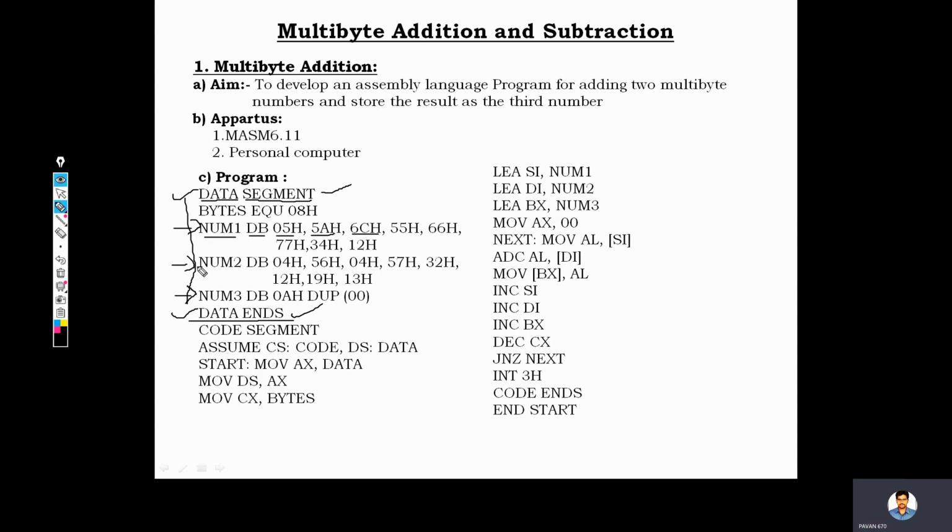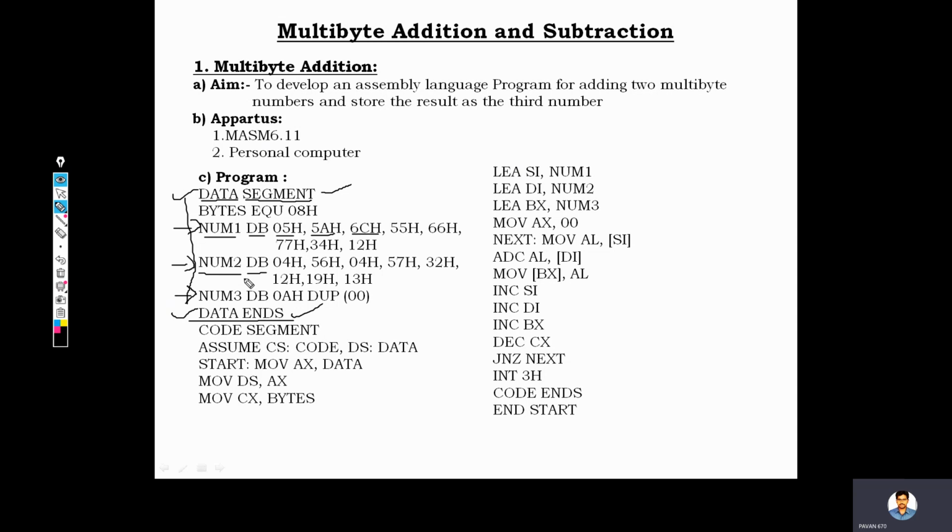Next, num2. It is also an array, whose name is num2, of byte type. So in this array also, the values will be stored as a single byte each. Totally how many bytes does each array contain? 1, 2, 3, 4, 5, 6, 7, 8. Each array, num1 and num2, contains 8 values of size 1 byte each. So num1 is reserving 8 bytes, and num2 is also reserving 8 bytes.